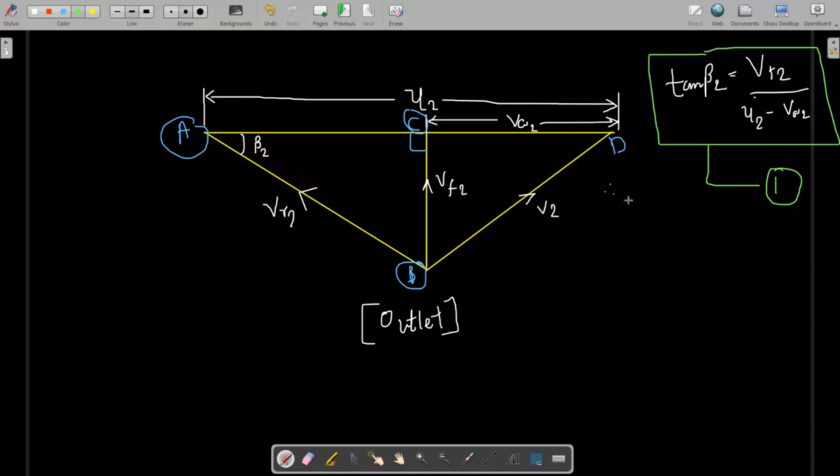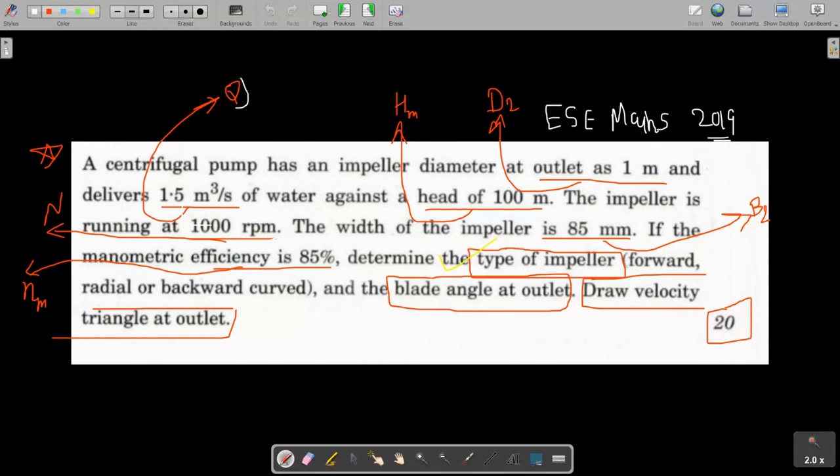Now we have U2 and VW2, but we do not have VF2. So how to find that? Just look in the question. One thing that is given is Q, the discharge. The discharge for any centrifugal pump is given by Q is equal to pi D2 B2 into VF2 at outlet. There are no losses in the pump, we have assumed that, so it is the same as inlet, that means pi D1 B1 into VF1.